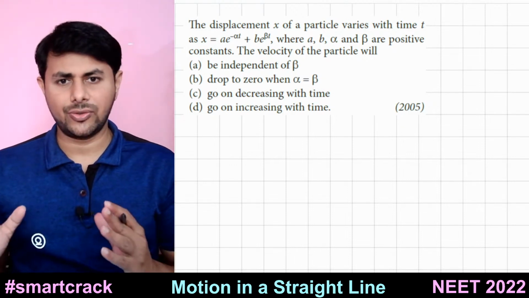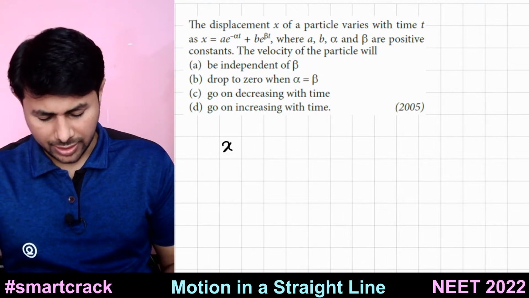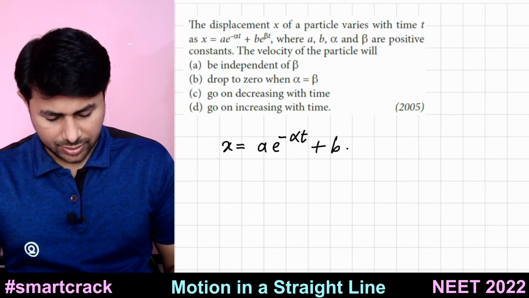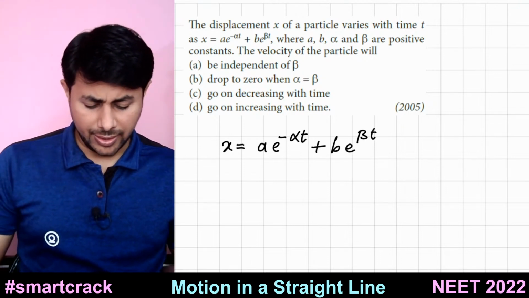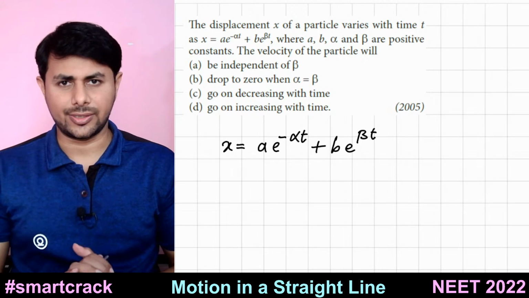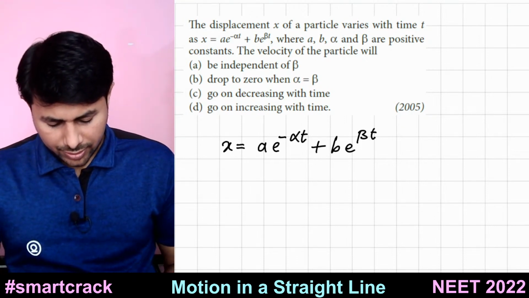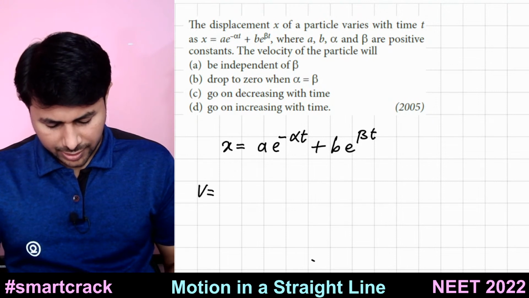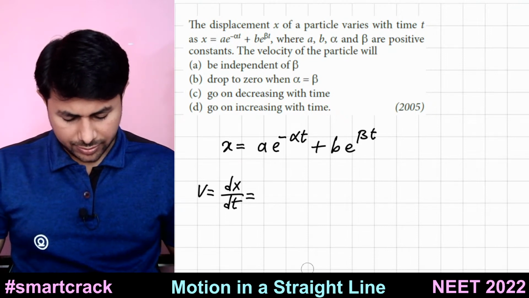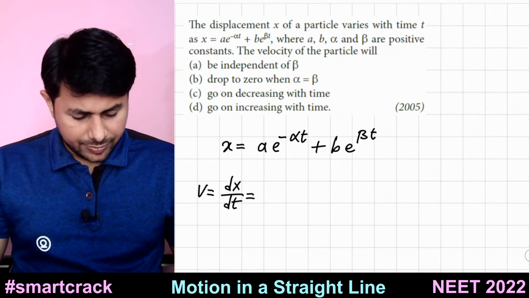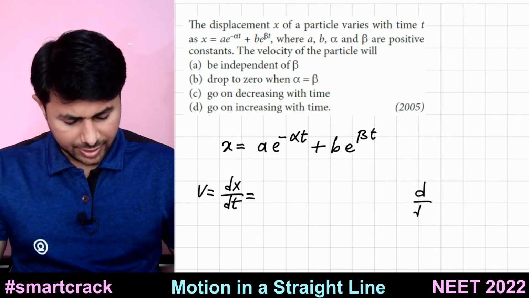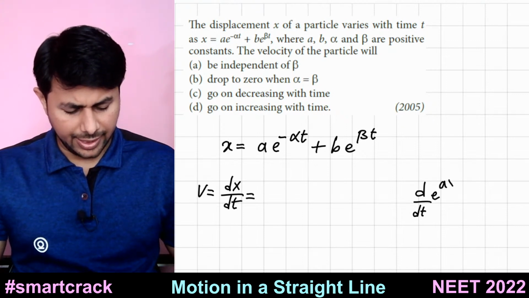So the question is based on velocity and we are given the formula for x. So it is a into e raised to minus alpha t plus b into e raised to beta t. So the question is based on velocity. That means we need to take what? The derivative of position. So let's do that. So velocity is dx by dt, and that's equal to, here now, the derivative d by dt of e raised to, let's say, at.